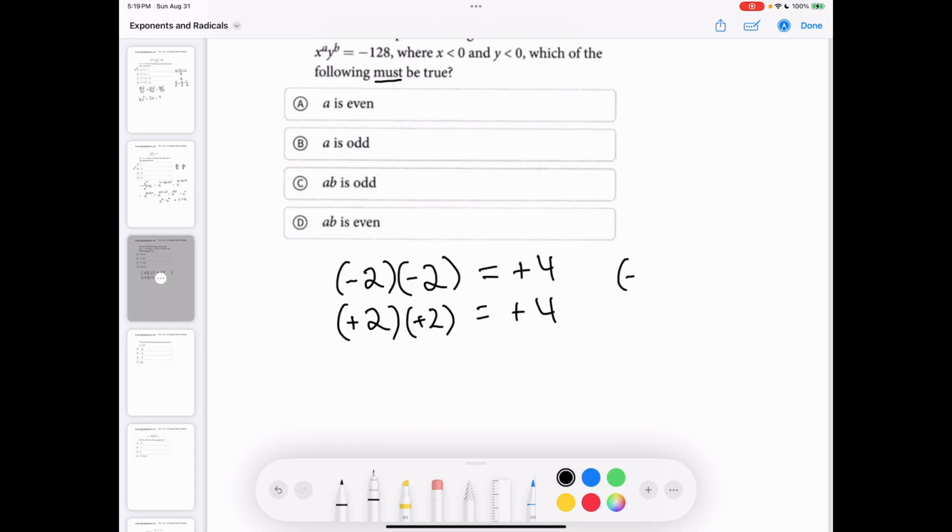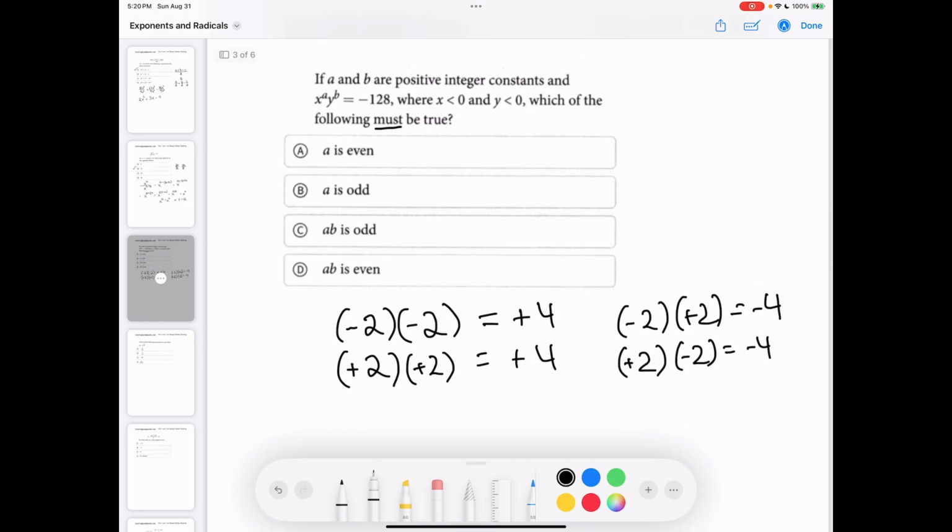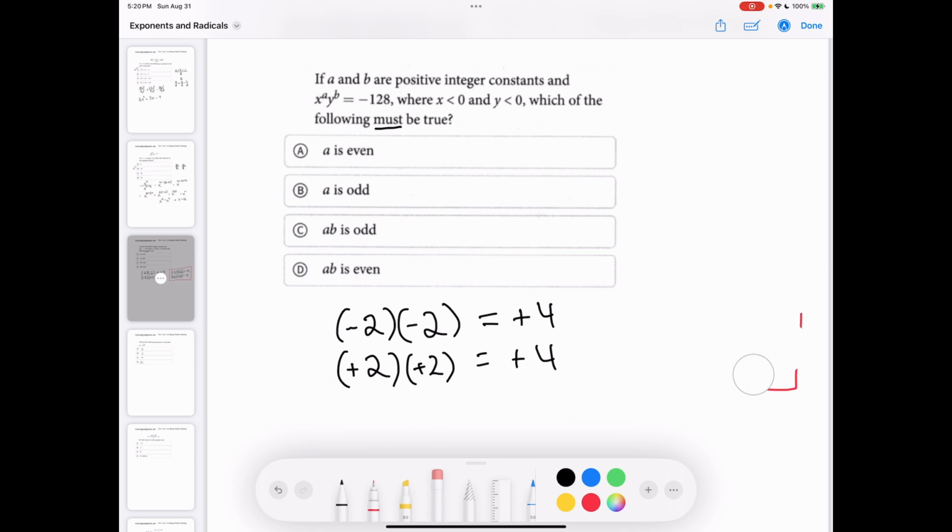If they're different, let's say one of them is negative and the other one is positive, you'll end up with negative 4. Likewise, if the first one is positive and the second one is negative, you'll also end up with negative 4, okay? So, since my answer is negative 128, right? That means that I have to go down this road, where one of my terms needs to end up negative and the other one of my terms needs to end up positive, right? Okay? Even though both x and y start out negative.